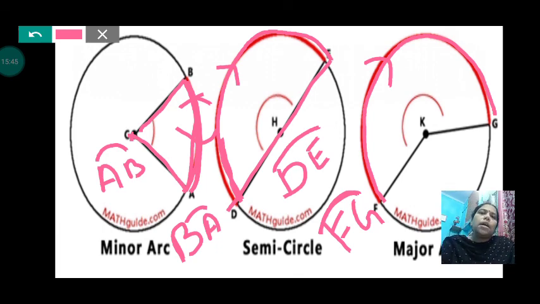So arc is a small portion of a circle. That is minor arc. Bigger portion will be major arc, and semicircle makes half of the circle.